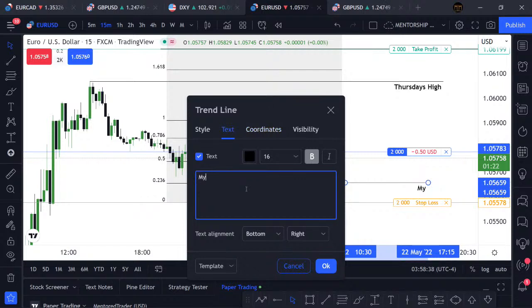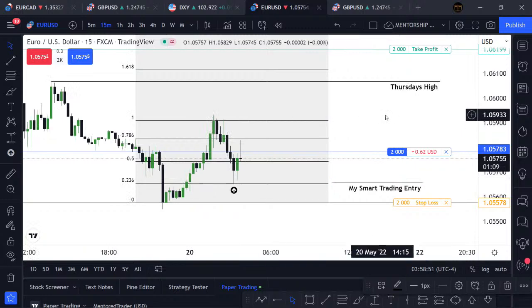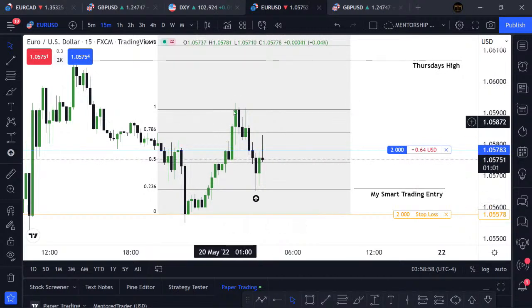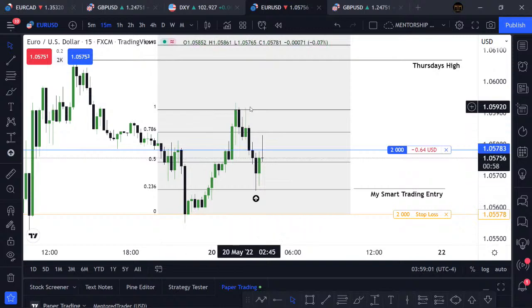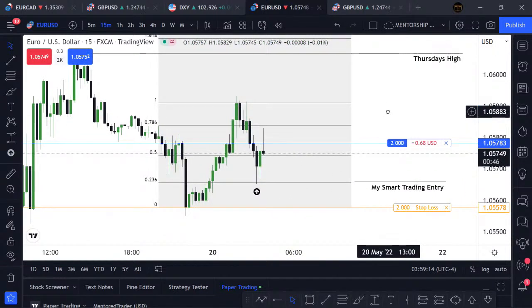My smart trading entry. So this is where I'm buying on the euro dollar. And the other thing is, we see willingness here. You see these green candles here? Now this is willingness to buy, for price trading higher. Once I start seeing that pullback or the retracement, remember my smart trading entry is what I will use to buy right here. I was a bit late, which is okay.